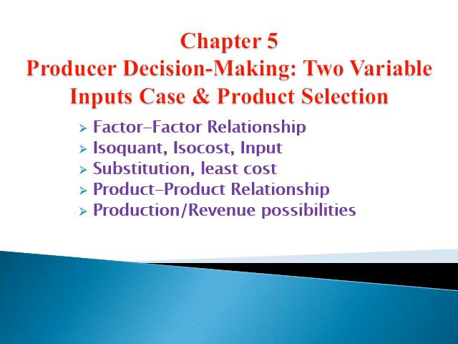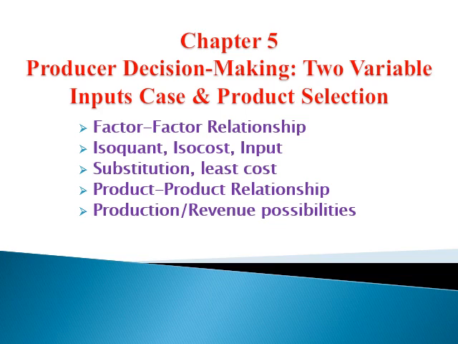Okay? Today we'll talk about the case of having two variable inputs and producing one output only, in addition, of course, to a number of fixed inputs, as usual. So this is what is known as producer decision making, the two variable input case. We call that the factor-factor relationship, because the inputs are sometimes called the factors of production.